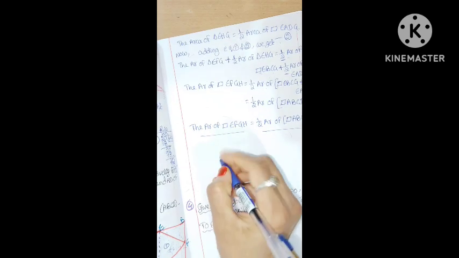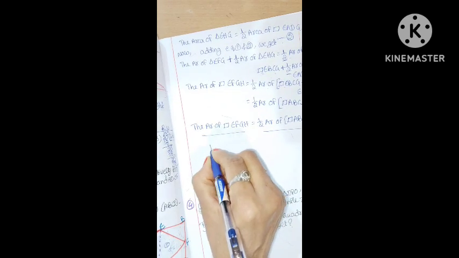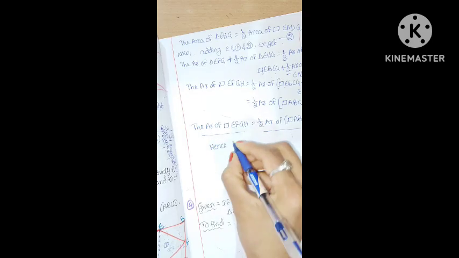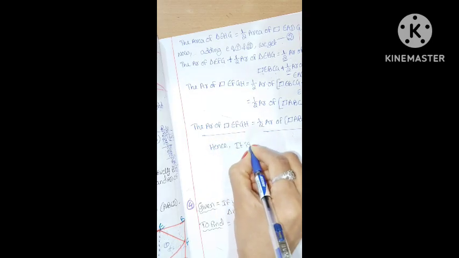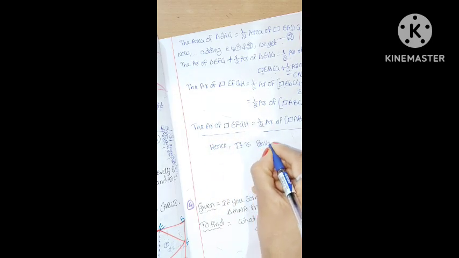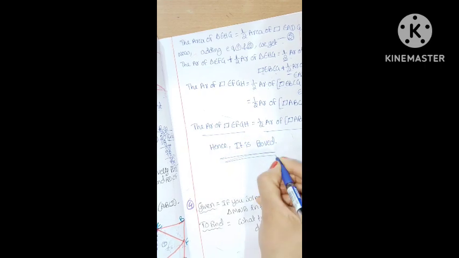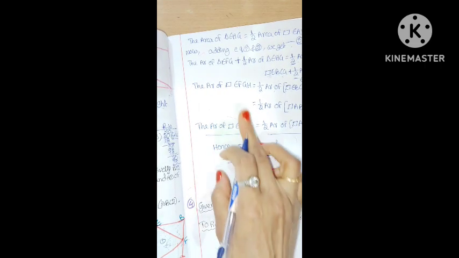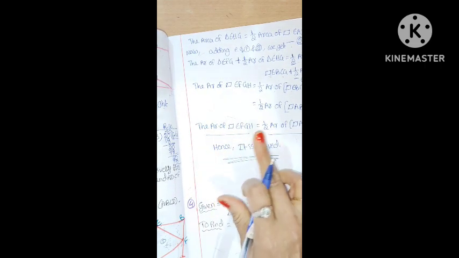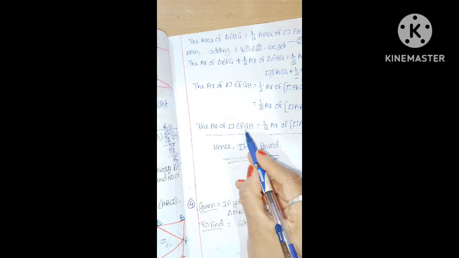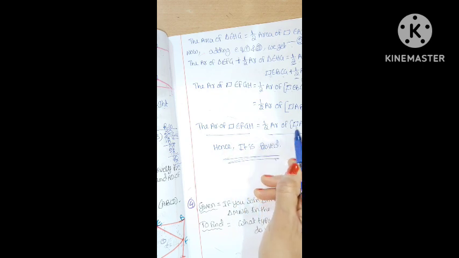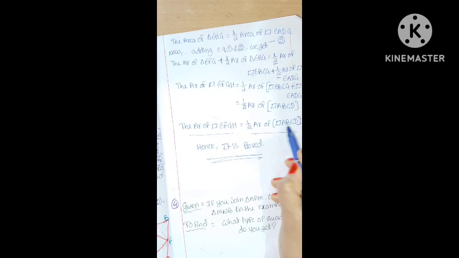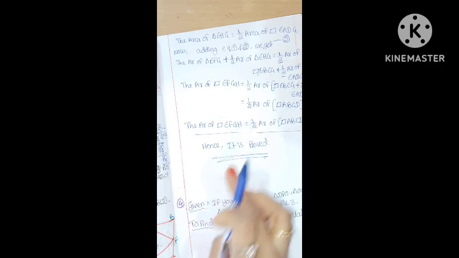Okay. Hence it is proved. Okay, are you clear? These two areas: the area of the parallelogram EFGH is equal to half of the area of the parallelogram ABCD. We have to show this only. So it is proved. So this problem's solution is over, and next we will move on to the next question.